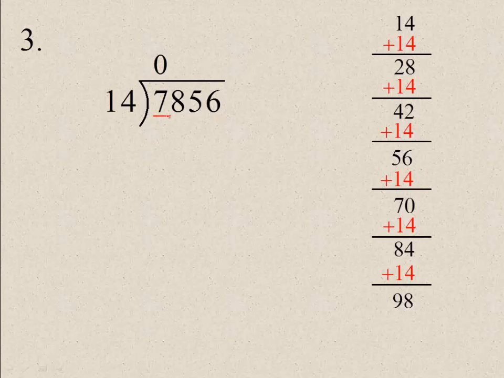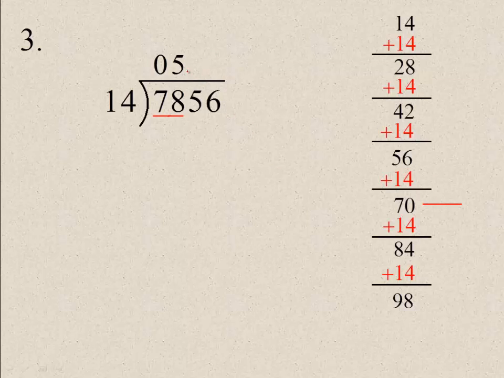Can 14 go into 78? It must. How many times? Let's look at all the black numbers to see if I reach 78 or the closest number approaching 78. There it is, 70. 14 can go into 78 how many times? 1, 2, 3, 4, 5 times. On the top here, I put the number 5.